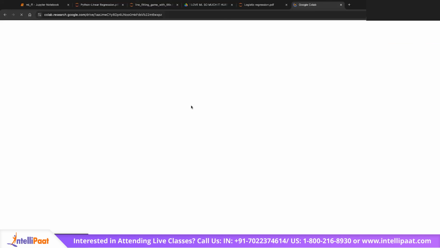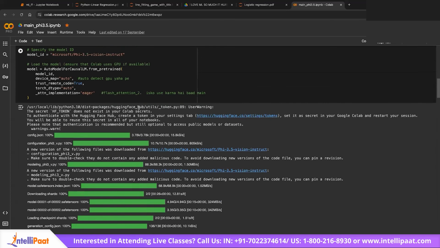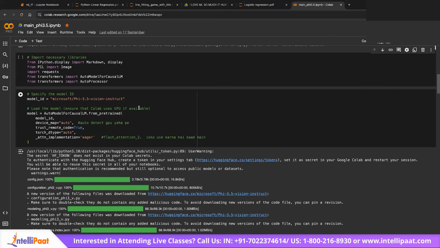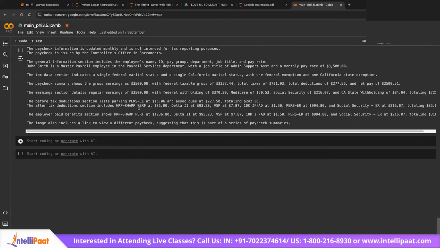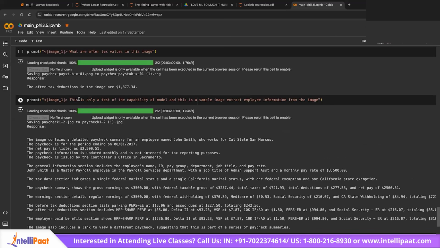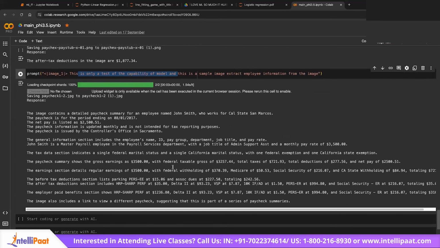So this is the code of a large language model like GPT. If you want to make your own GPT, this is the code for that. I'm using something called Microsoft Phi 3.5. For example, if I want to chat with my model, I can ask a question like, can I extract some image information from a given image?